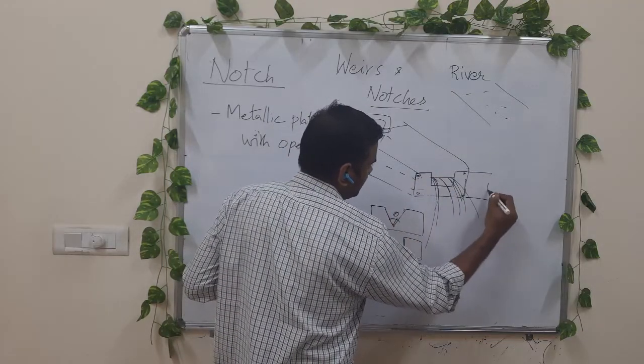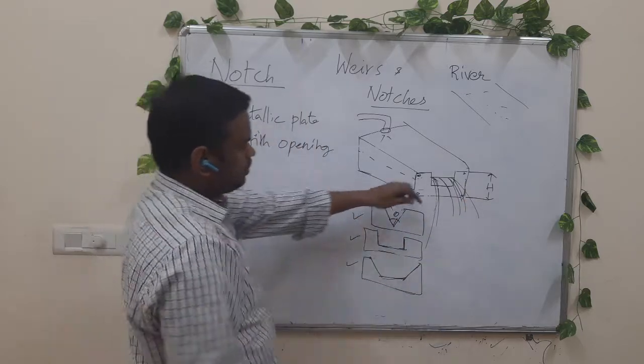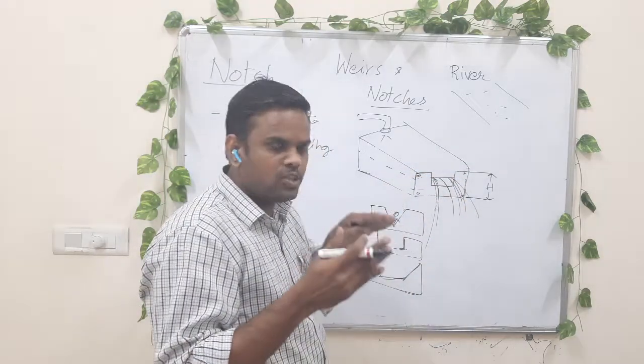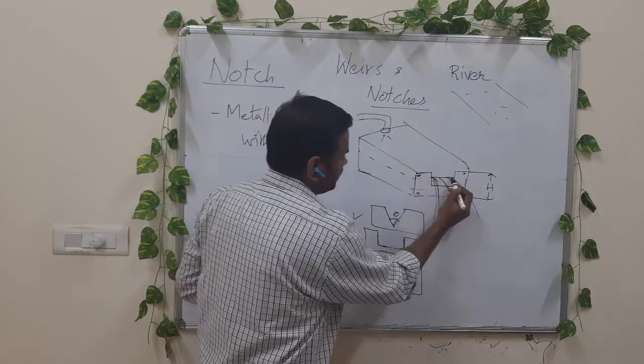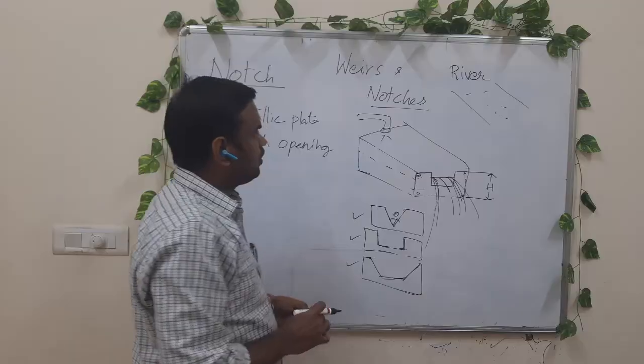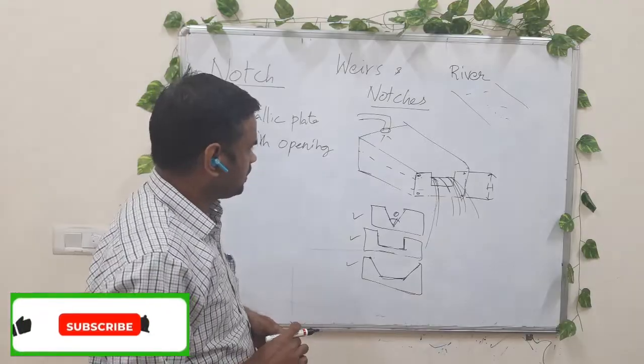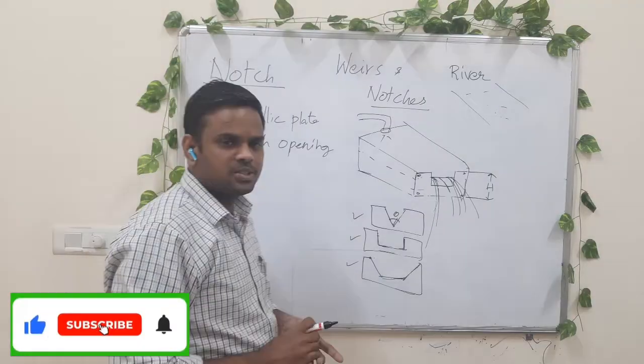Let me say capital H is the total height of the notch, the metallic plate height. The liquid is allowed to flow below this. That is the way we measure the volumetric flow rate of fluids through these metallic plates. This has application in lab scales.